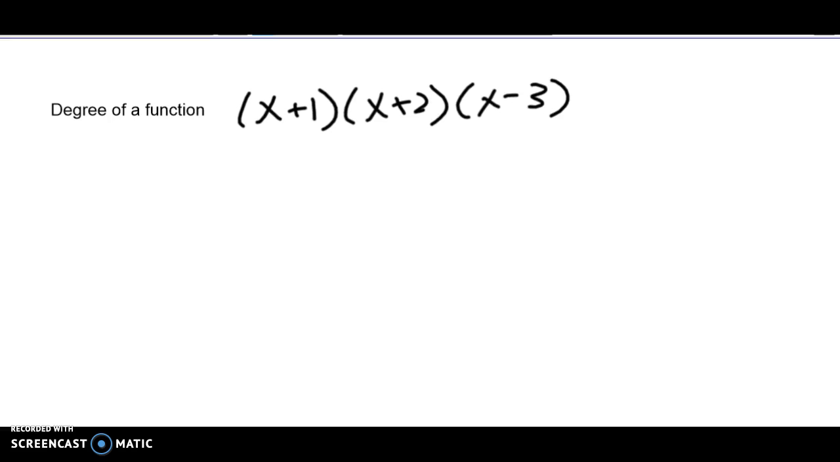Degree of a function. Remember, I'm going to use this as my example: x plus 1, x plus 2, and x minus 3. That's going to be my example for today. And so to get the degree, we just always multiply the first terms together. So x times x times x is x cubed, so the degree is 3.